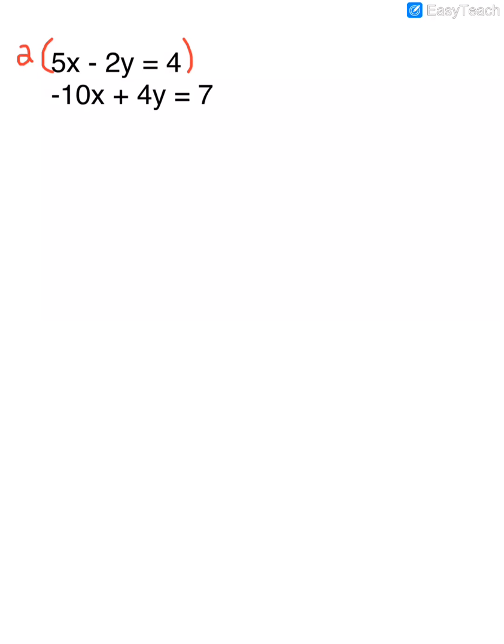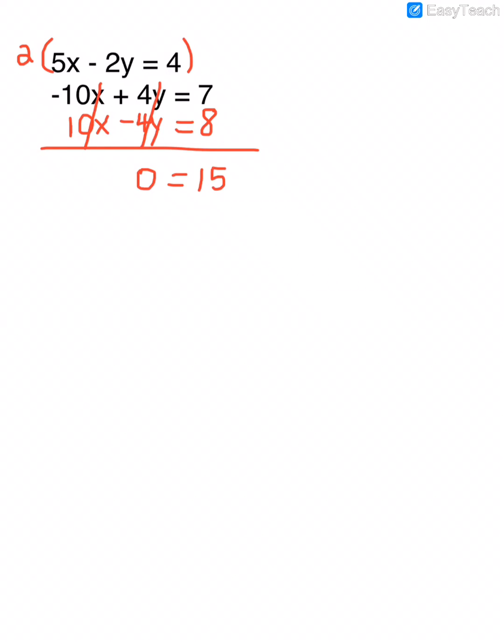So if I multiply everything in this top equation times 2, let's see what I would get. I'm going to write it down underneath the second equation. So 2 times 5, that's 10x. 2 times negative 2y, that would be a negative 4y, equals 2 times 4, that's 8. So now if I add these two equations together, my x's cancel and my y's cancel. So I have 0 on this left side equals 15. Okay, is that a true statement? No, 0 does not equal 15. So if our variables cancel out and we have a false statement, that means that there's no solution. This would be an inconsistent system with no solution.